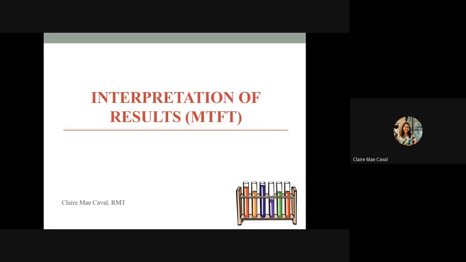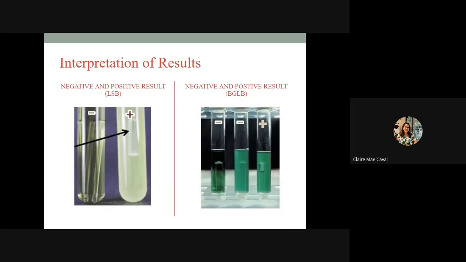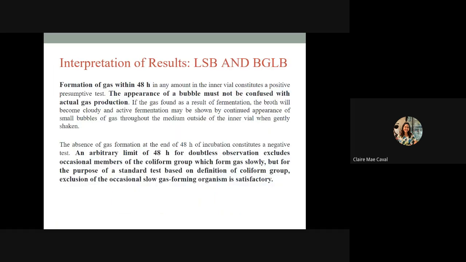So how do we interpret the results quantitatively? Again, just a quick recall. This is the positive result and this is the negative result. Okay? This one is positive and this one is still negative. Even though there is a change in clarity, these first and second tubes are reported as negative because there is no gas production. So formation of gas within 48 hours in any amount in the inner vial constitutes a positive presumptive test.